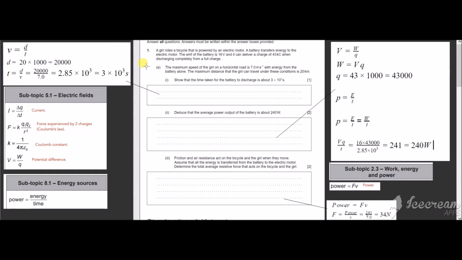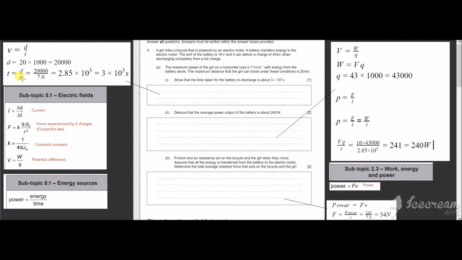With energy from the battery alone, the maximum distance the girl can travel under these conditions is 20 kilometers. Show that the time taken for the battery to discharge is about 3 × 10^3 seconds. So we have been given the speed and the distance, and we have to find the time. Therefore we will use the speed equals distance over time formula. So we will first rearrange the formula for t.